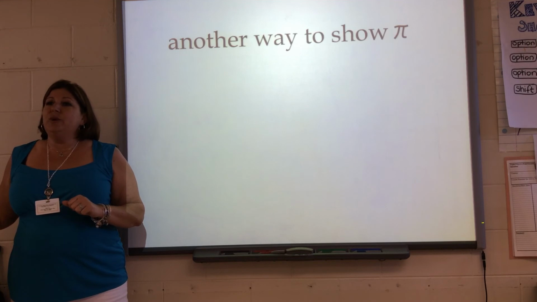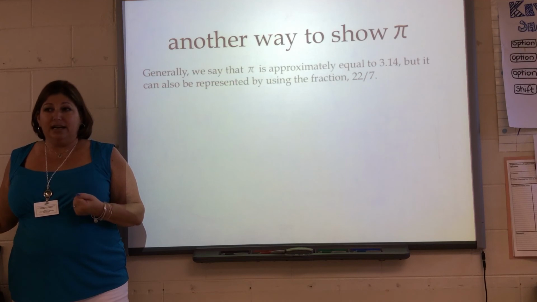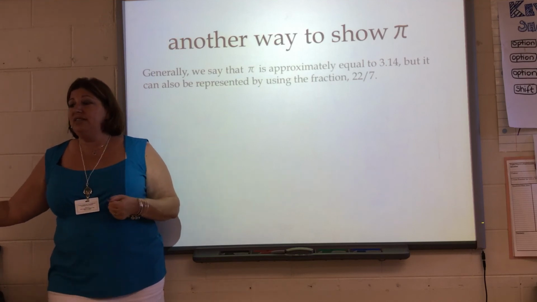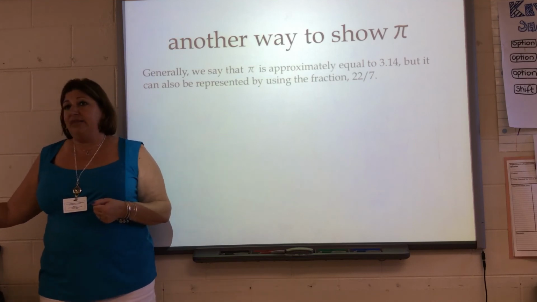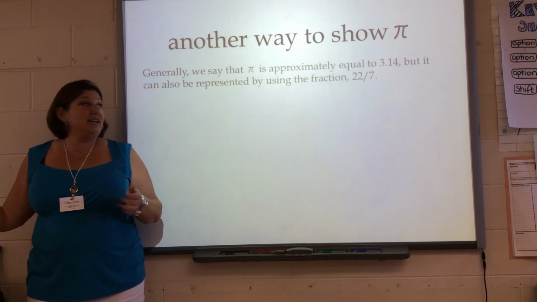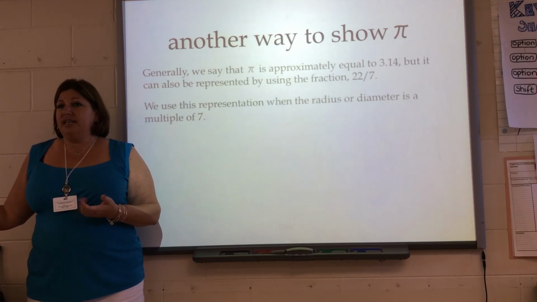Okay. One other way to show a representation for pi. Sometimes they are going to ask us to represent pi, instead of using 3.14, to use the fraction 22/7, which is another approximation. If you divide 22 by 7, you'll get close to the same representation of 3.1415... We use 22/7 if our radius or diameter is a multiple of 7.